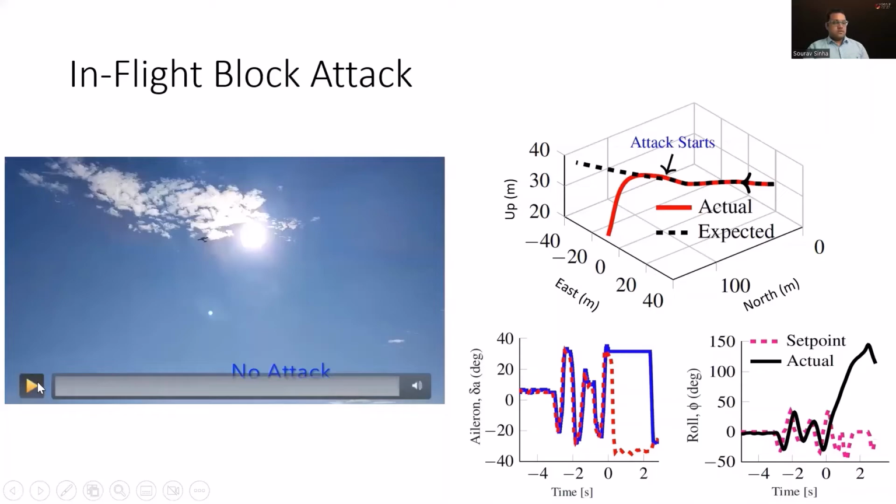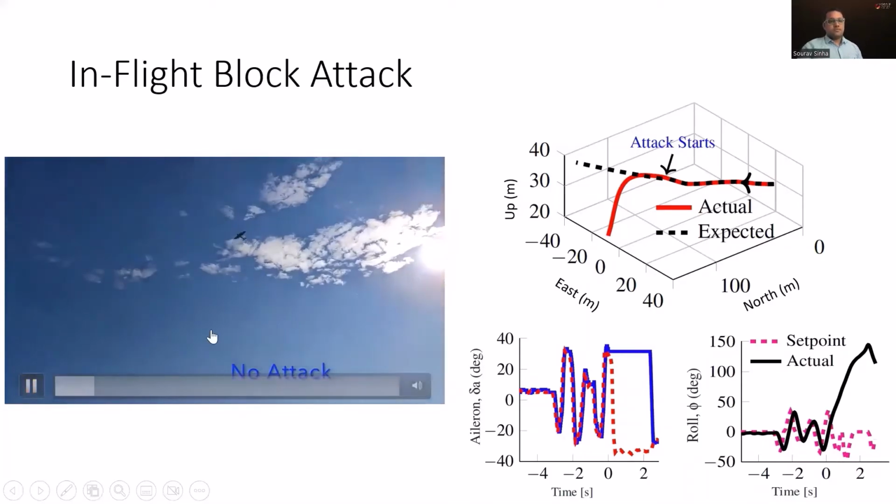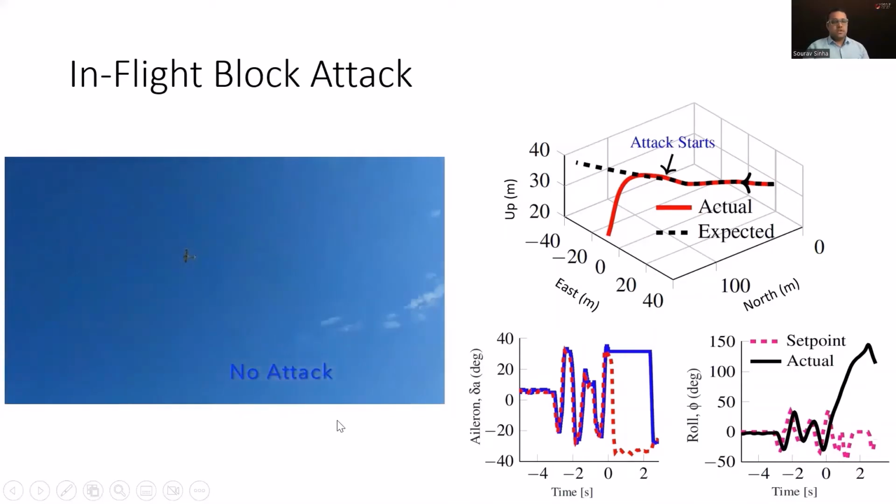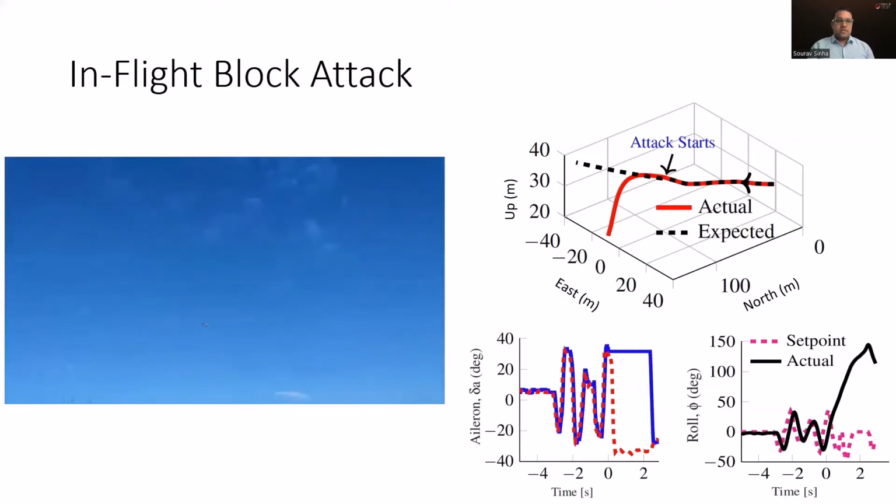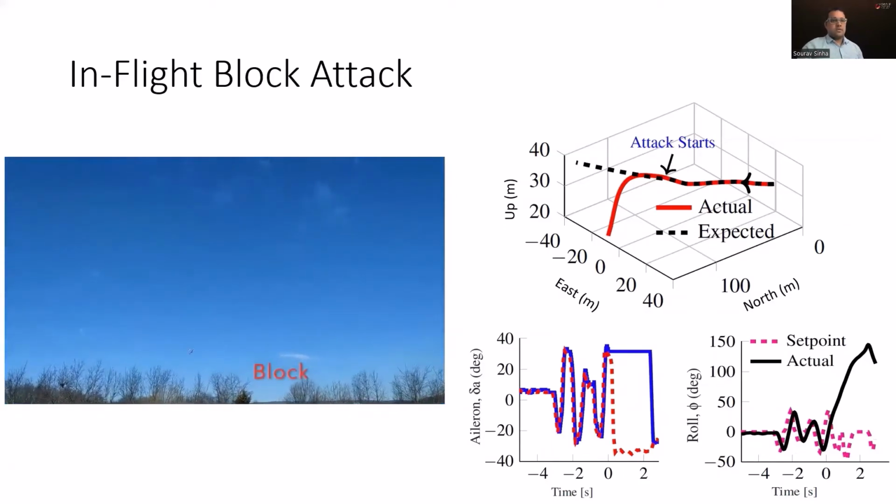And then you can see that happening here in the video: there is no attack, and then the pilot sends continuous roll set points and the aircraft follows that, and then it freezes when the attack starts and crashes.